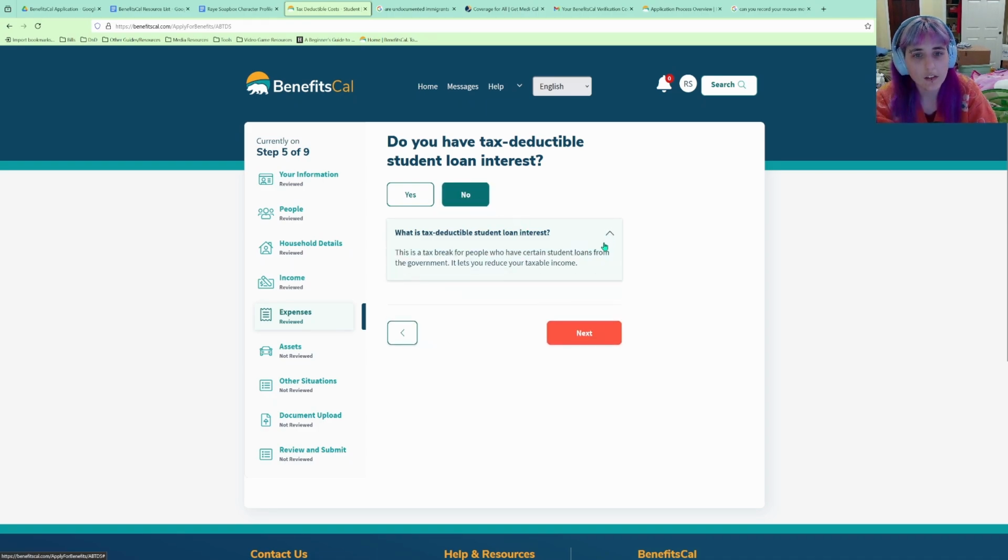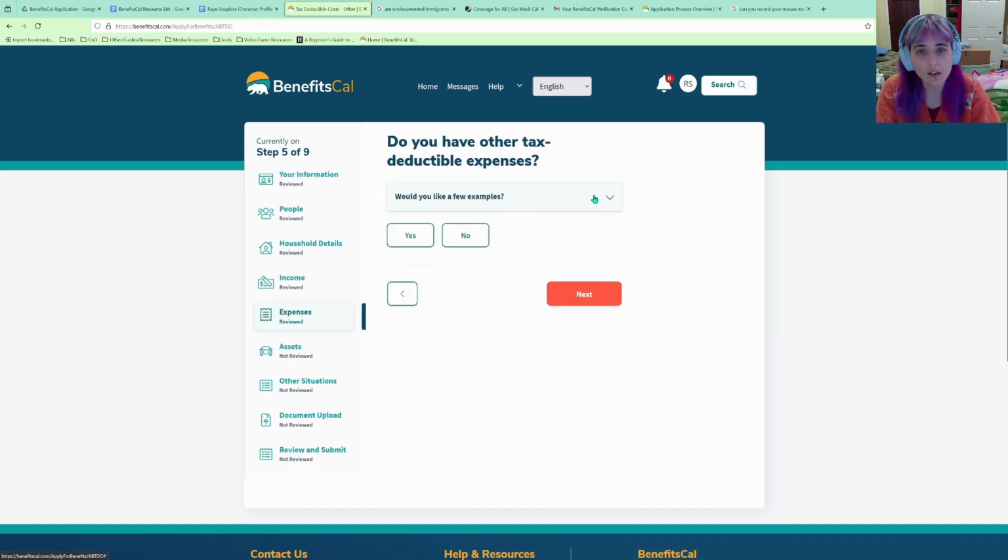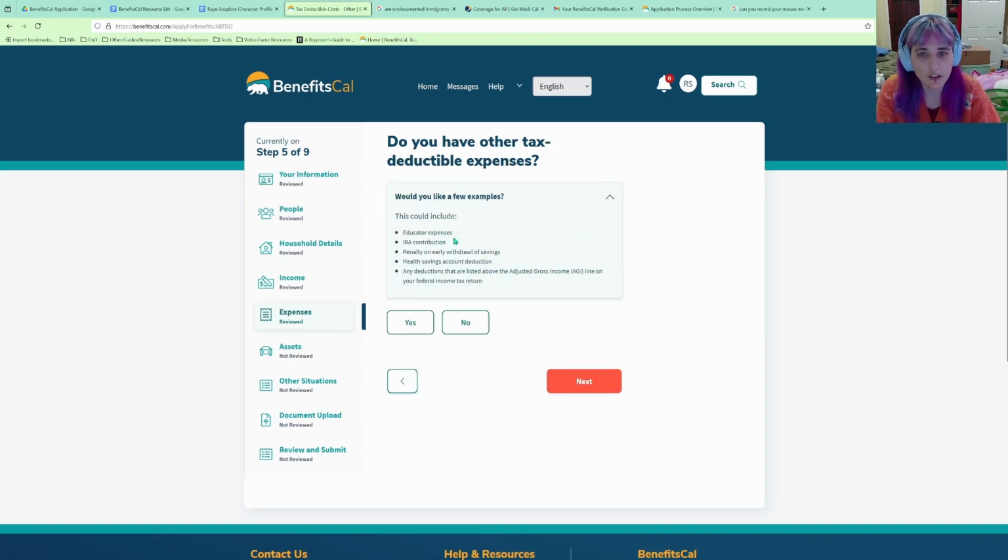No. Actually, let's look at what that looks like. This is a tax break for people who have certain student loans from the government. It lets you reduce your taxable income, so that could be relevant. Do you have any other tax-deductible expenses, such as educator expenses, IRA contribution, penalty on early withdrawal of savings, health savings account deduction, also called HSAs, or sometimes FSAs might apply here. Any deductions that are listed above the adjusted gross income line on your federal tax return. I'm going to say no for my example.